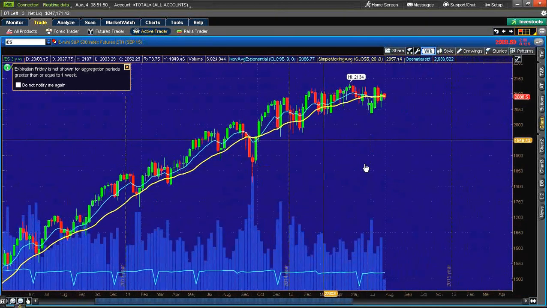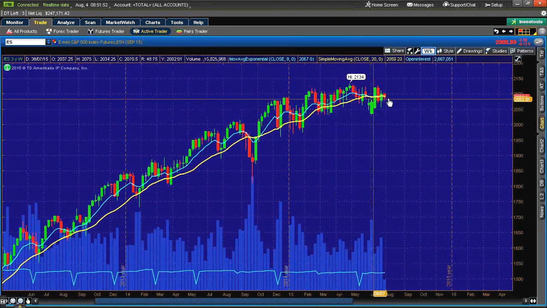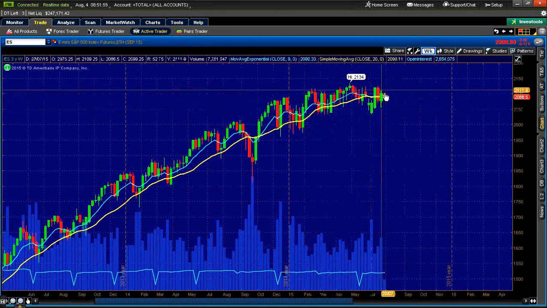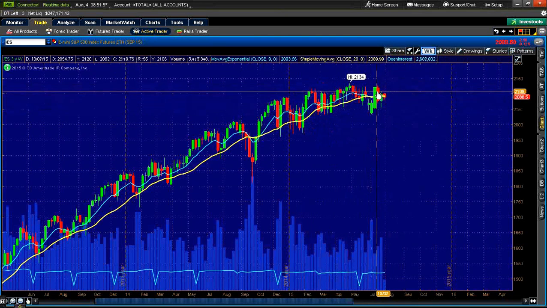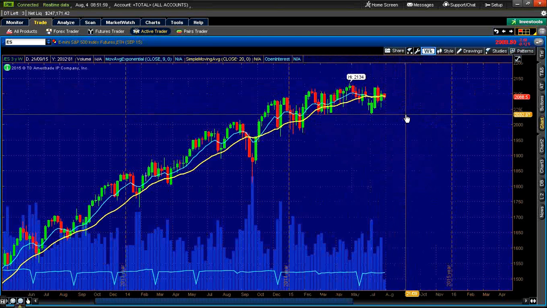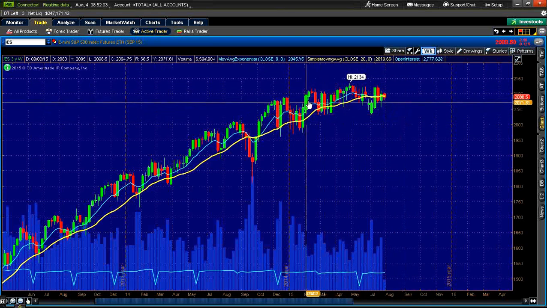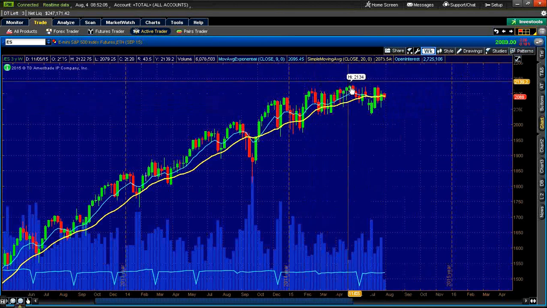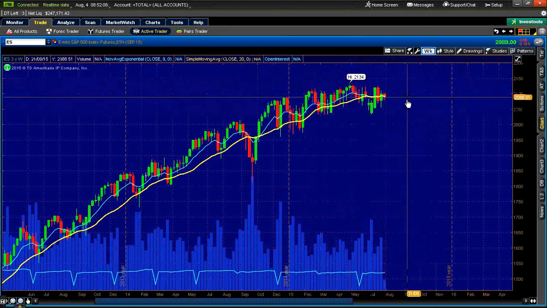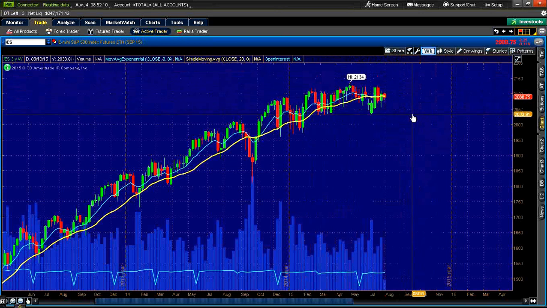On the weekly, we've got more consolidation. We've got this possible head and shoulder pattern. It hasn't set up. The neckline is going to be in around the 2032 level, but here's the left shoulder, here's the head, here's the right shoulder. We don't know if it's going to get set up.